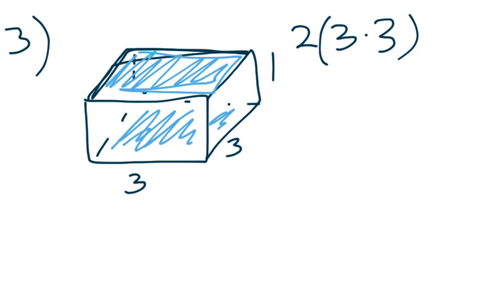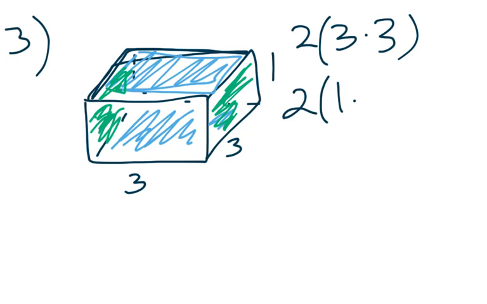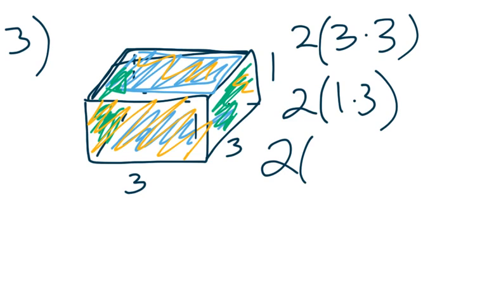Now the sides have dimensions of 1 and 3. There's 2 of these sides with these dimensions, so we would multiply that by 2. So we would say 2 times 1 times 3. And the front and back, so this is the front and then the back is back here, they have a dimension of 3 times 1, and so we would do the same thing, 2 times 1 times 3. So now we would multiply these and add them all up.